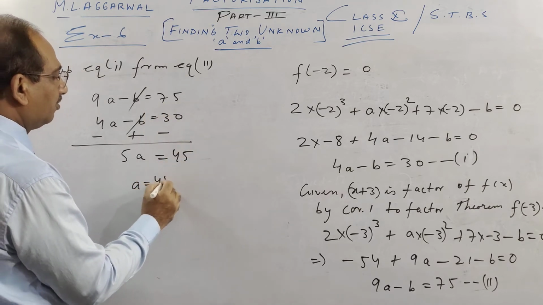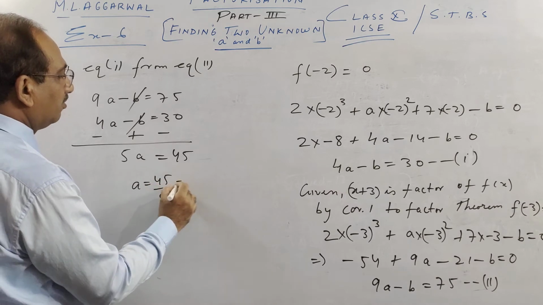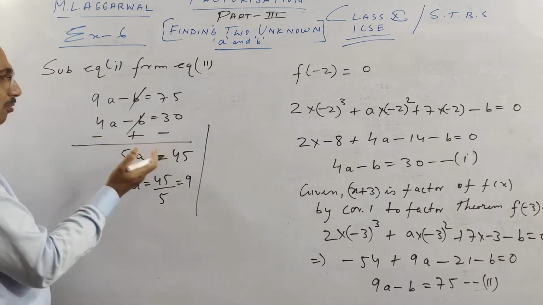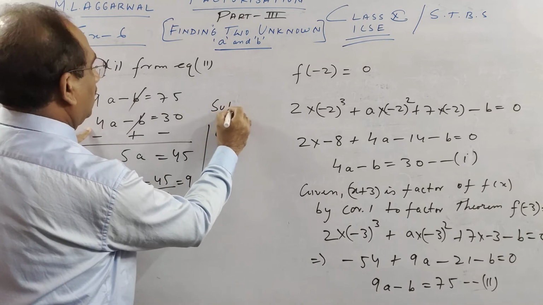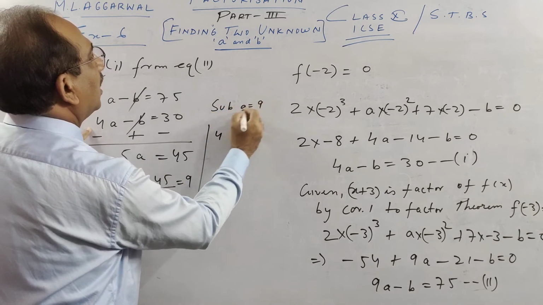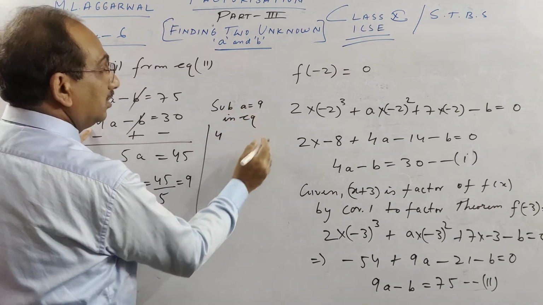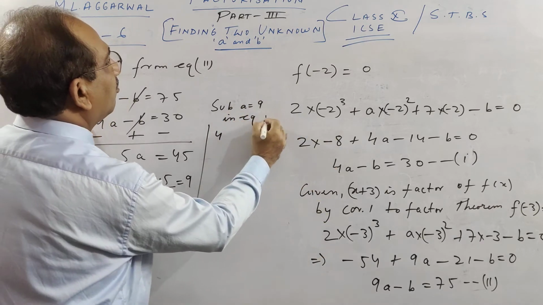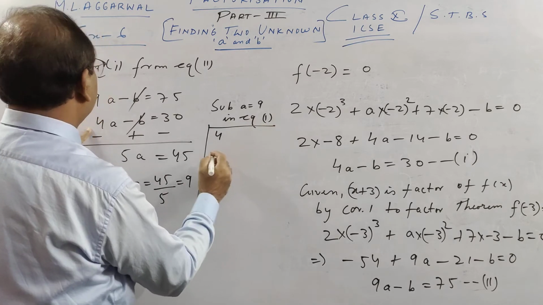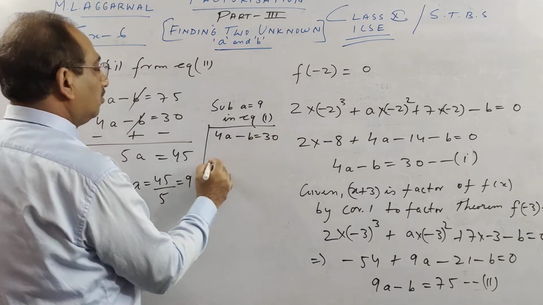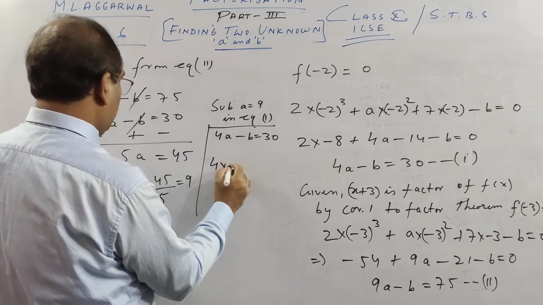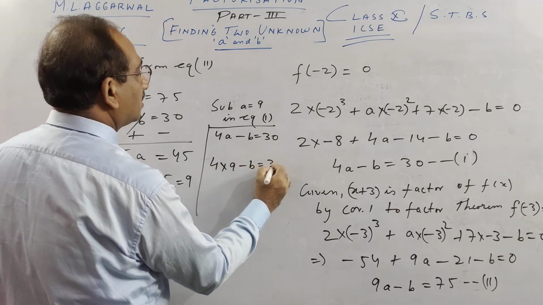So a is 45 divided by 5, which is 9. So we have to solve for b. This is a smaller equation, children, you see. Substituting a equal to 9 in equation 1, which was 30, what do we get, children? 4a minus b is 30. Put down the value of a, which is 9: 36 minus b is 30.